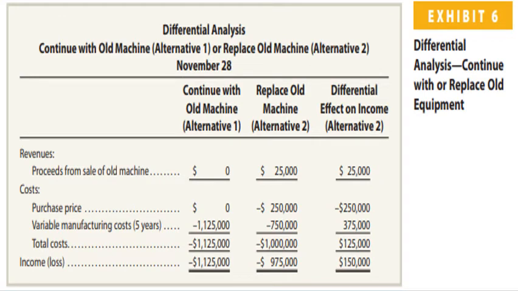So in Exhibit 6, we have here the differential analysis, whether the business will continue to use the old machine under alternative 1 or replace the old machine under alternative 2. So under column 1, the data, whether they will continue to use the old machine, and under column 2, if they will replace the machine, and lastly under column 3, the differential effect on income.